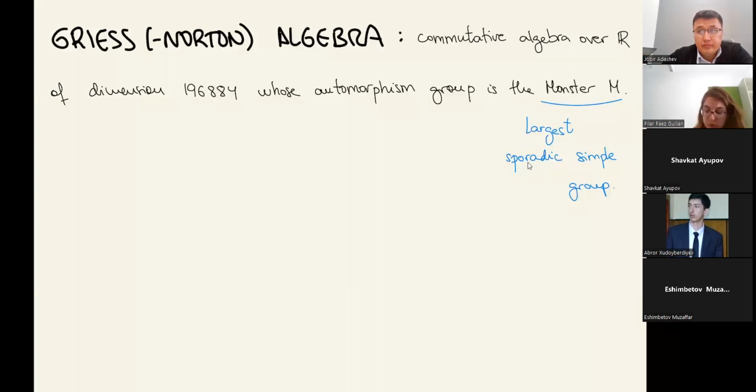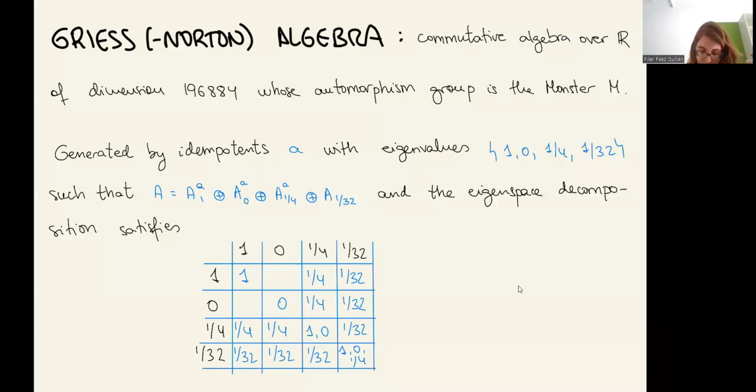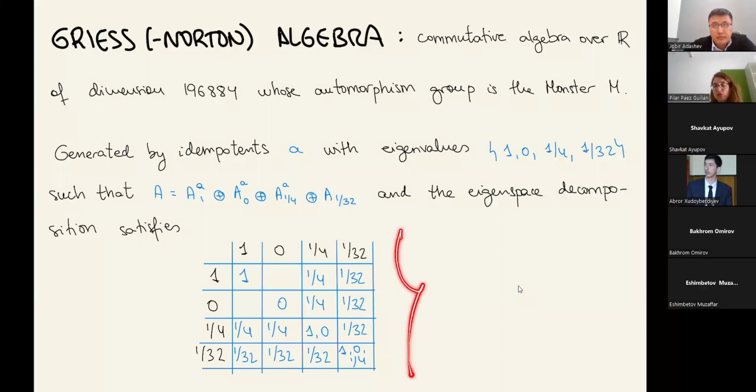And what happens with this algebra? Well, something similar to what happened with Jordan algebras. It is generated by idempotents. For these idempotents, the left multiplication operator has always eigenvalues 1, 0, 1/4 and 1/32, and is semi-simple, so we can decompose our algebra as the direct sum of the eigenspaces, and we have again some rules telling us how to multiply these.